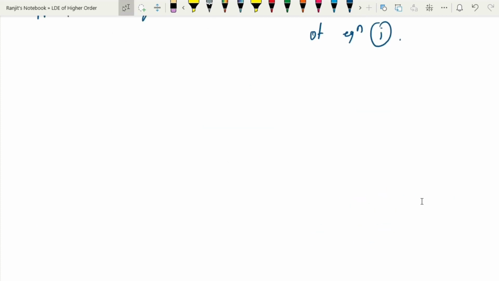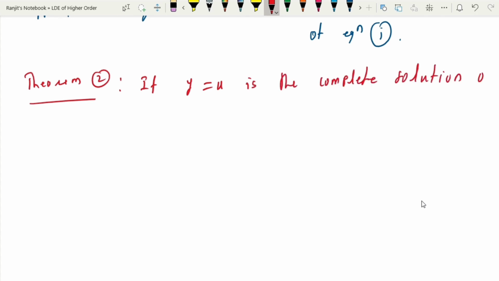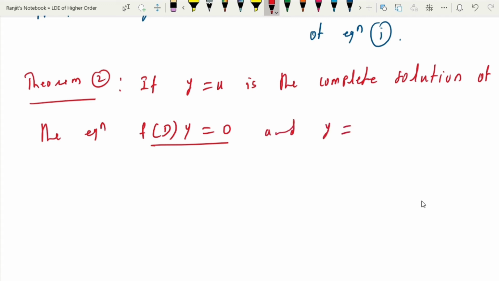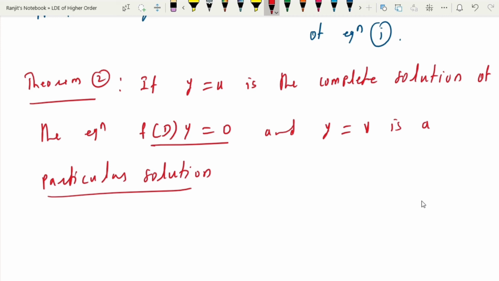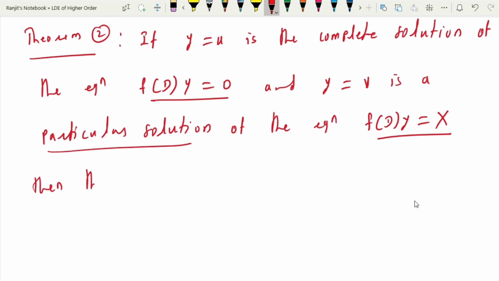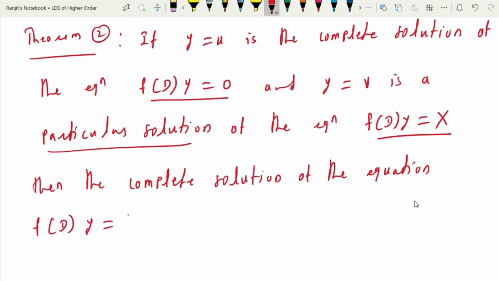Now another theorem, theorem 2. If y equal to u is the complete solution of the equation f(D) y = 0, so this is a homogeneous differential equation, and y equal to v is a particular solution, that means this particular solution contains no arbitrary constant, of the equation f(D) y = X, this is a non-homogeneous differential equation, then the complete solution of the equation f(D) y = X is y equal to u plus v.